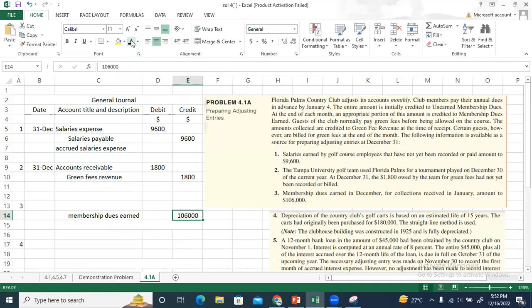And this is the amount. We're going to credit it because we have earned this income. And we also know that we had already recorded this amount in our unearned membership dues as a liability, and it is no longer a liability for us because we have earned this amount. So we're going to decrease our liability. Over here, we're decreasing our liability, therefore debit.